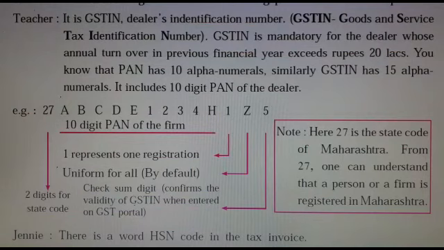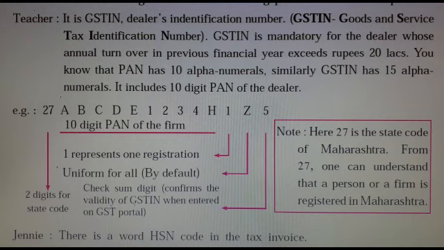First of all, we will learn about the GSTIN, Dealer's Identification Number. GSTIN, the long form of this, G stands for goods, S for service, T for tax, I for identification, N for number. Goods and service tax identification number. GSTIN is mandatory. Mandatory means it is compulsory for the dealer whose annual turnover in previous financial year exceeds rupees 20 lakhs.